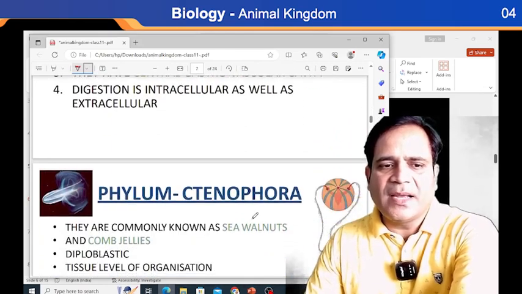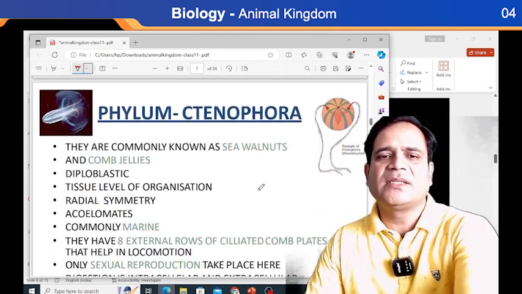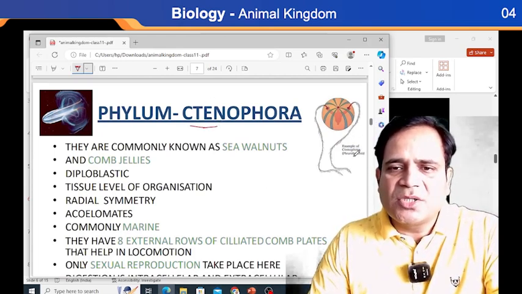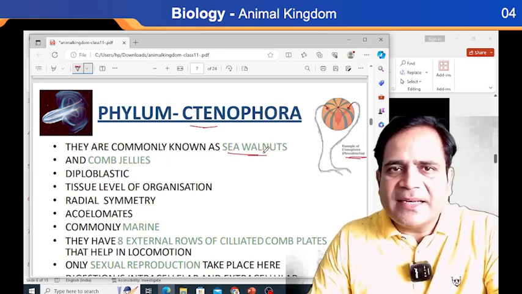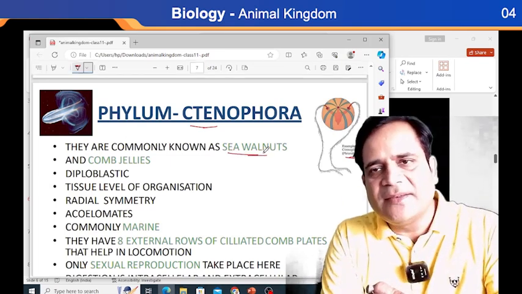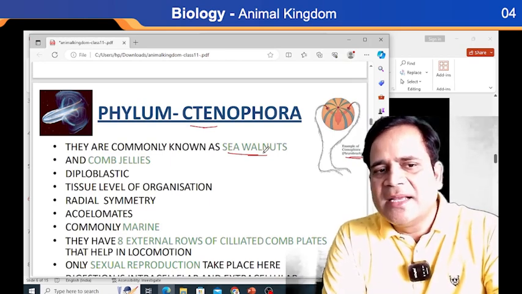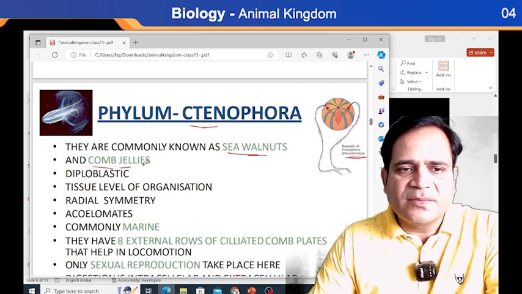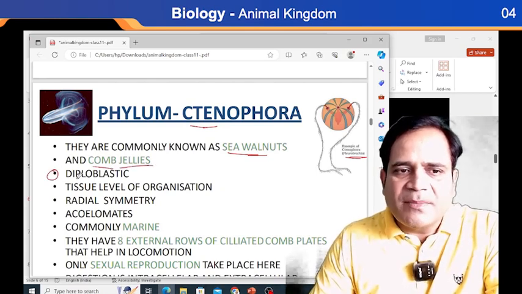Now what we have here is phylum Ctenophora. An example of Ctenophora is Pleurobrachia. They are commonly known as sea walnuts. Clear? This is known as sea walnuts, and it also looks like comb jellies. These are comb jellies.